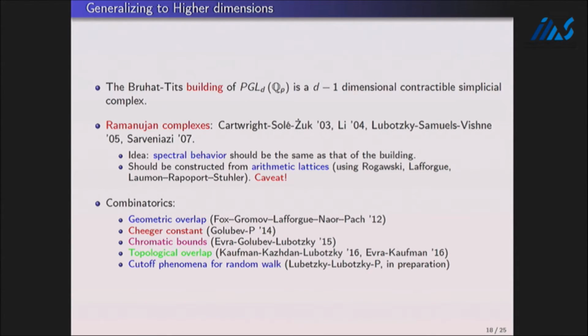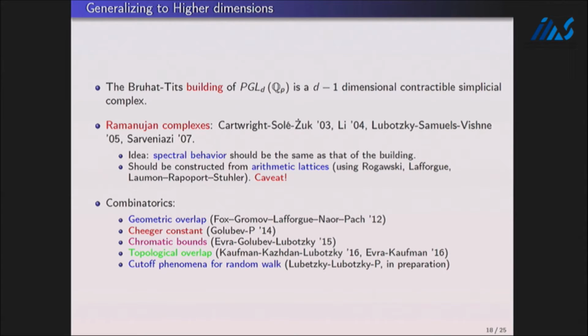And today we have a lot of interesting combinatorial properties of these complexes. So we have a celebrated work of some very prominent and I think promising mathematicians showing that these complexes have geometric overlap property, which you heard about. And we have Costa, which is another student of Alex and myself. We did the work on the Cheeger constant, and Costa and Shai with Alex did the work on chromatic bounds. And then there is the exciting work on topological overlap, which you heard about.